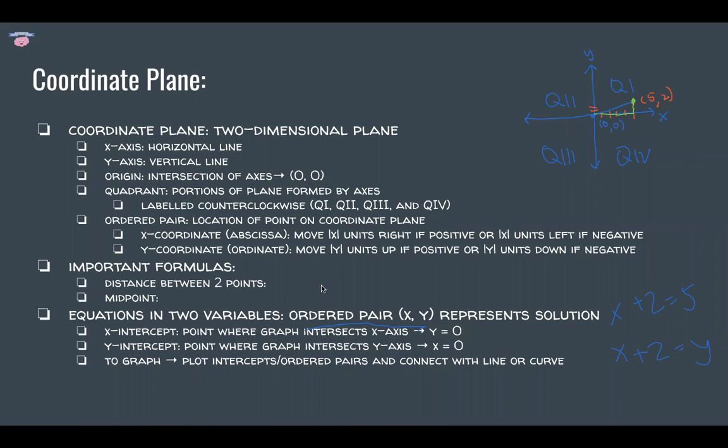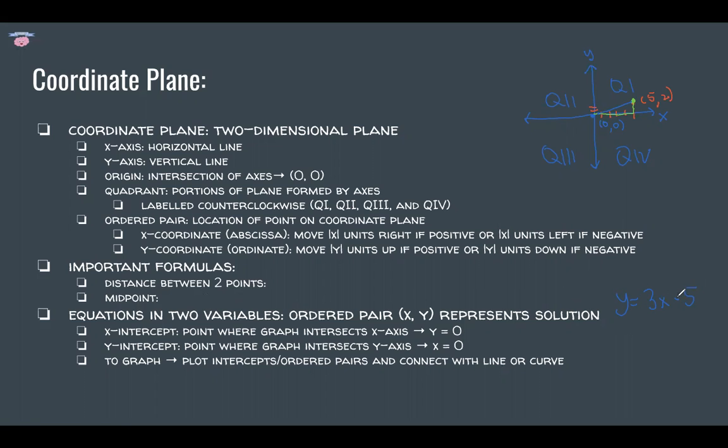To graph an equation in two variables, I'll actually do an example of this, so I'm going to have to clear my beautiful equations on the side. So to graph it, we plot the intercepts or any ordered pair that we can find and connect with a line or curve. So we'll probably be talking about this later, but there are different types of equations. And the most common one you'll see is something like this. Y is equal to 3x minus 5.